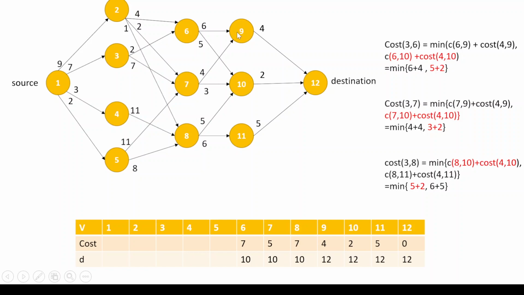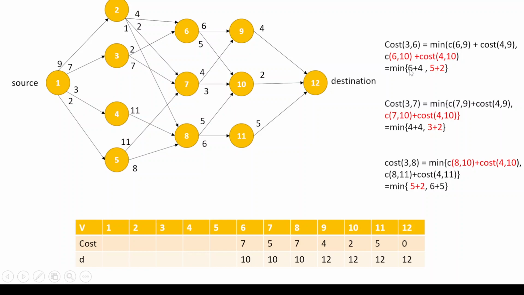So where do we get the cost of fourth stage 9th vertex and fourth stage 10th vertex? We get it from the table here. Fourth stage 9th vertex, the cost is 4, and fourth stage 10th vertex, the cost is 2. So let's calculate minimum. Minimum of C of 6 comma 9 is 6 here.